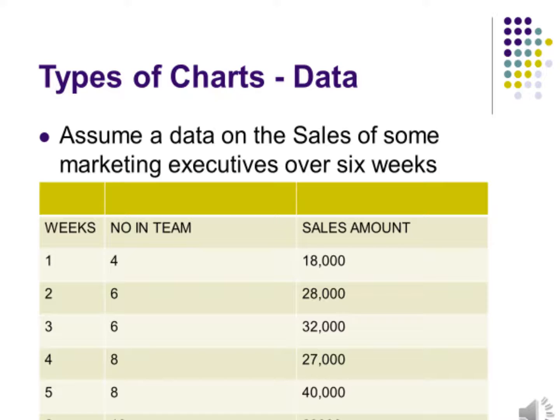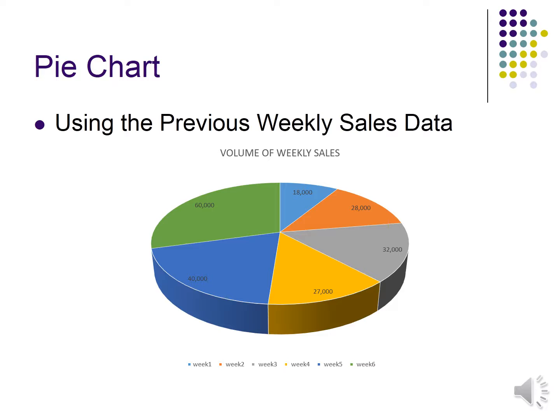That should give us 46 to 20, to 32,000, to 27,000, to 40,000, and to 60,000. And if you attempt to now draw this, it will now come out as a percentage of the 360 degrees. And this is a typical example of a pie chart.